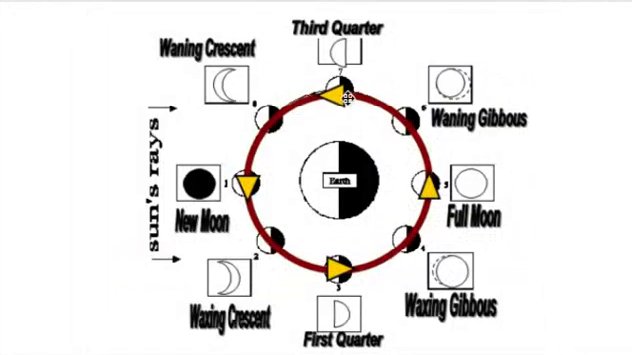So again, it takes 29.5 days to go through all the phases, and it takes 27.3 days for the moon to revolve around Earth. Notice that the moon also revolves around Earth counterclockwise, just as we revolve around the sun counterclockwise.